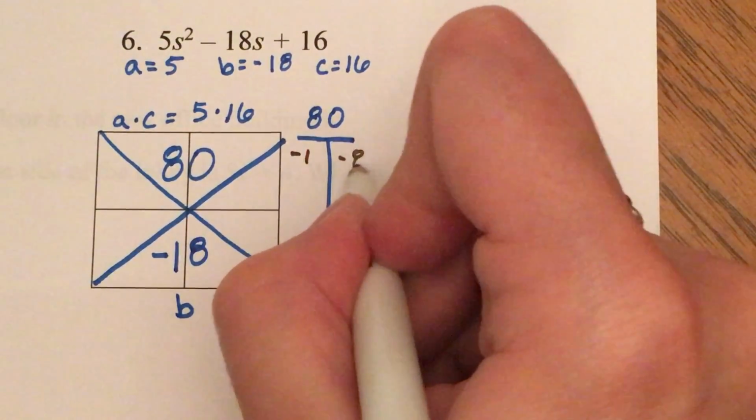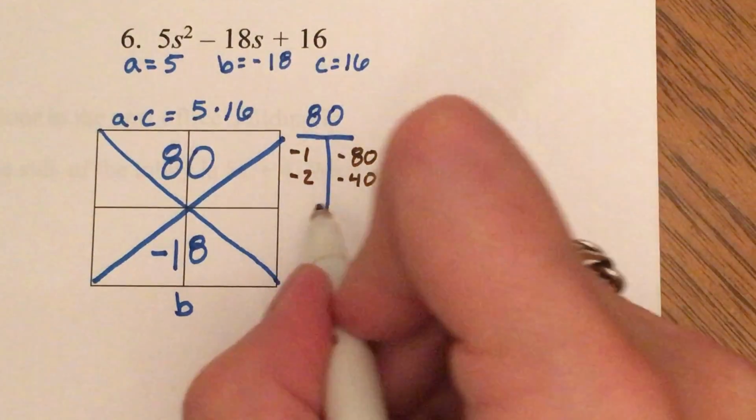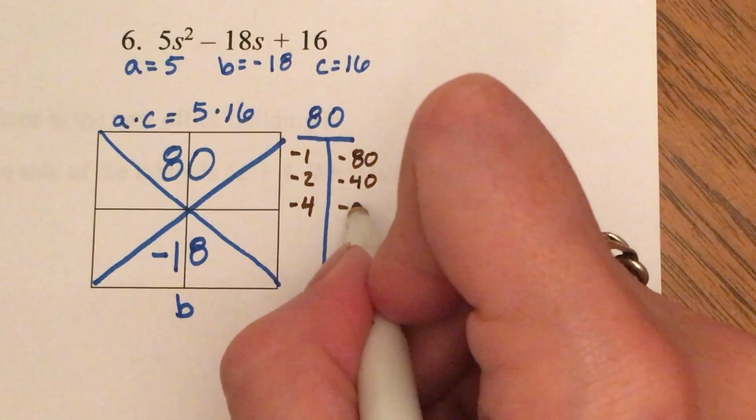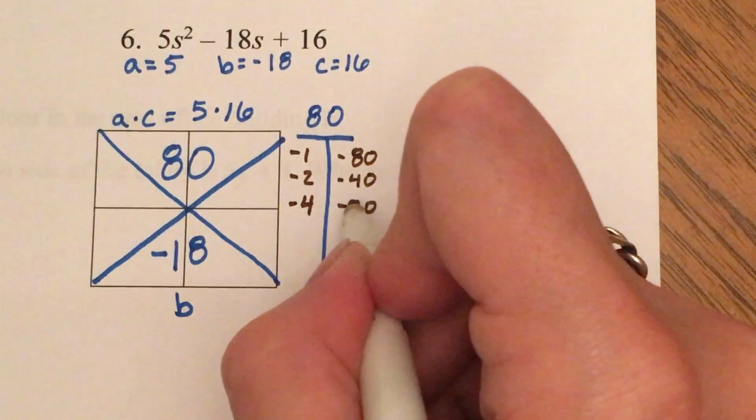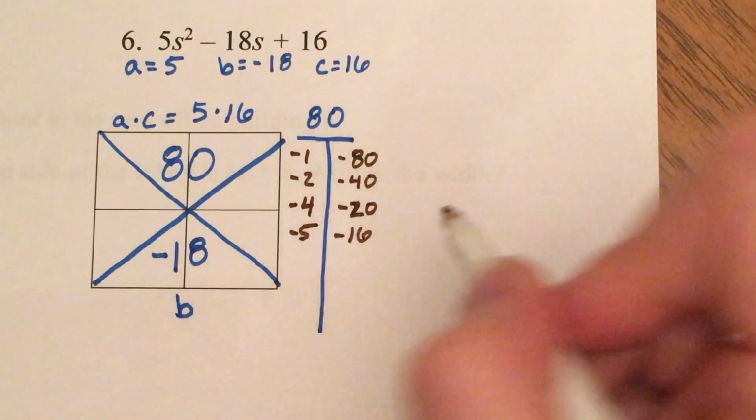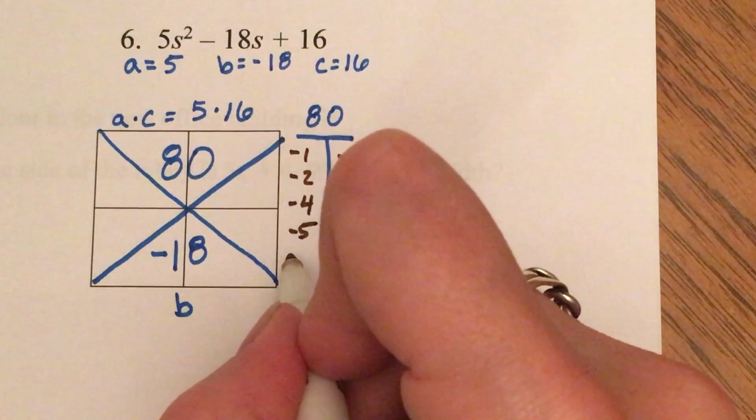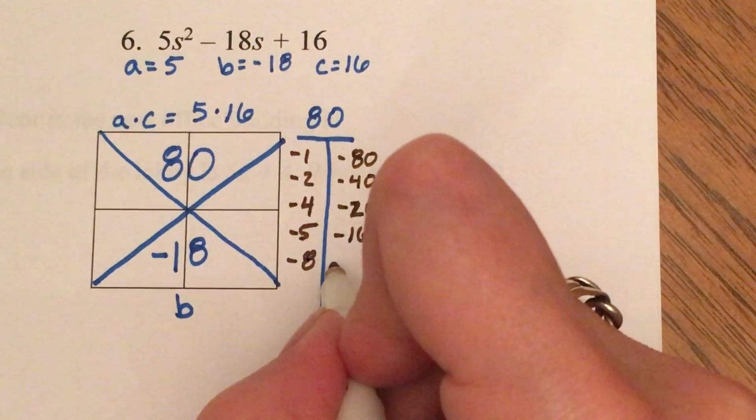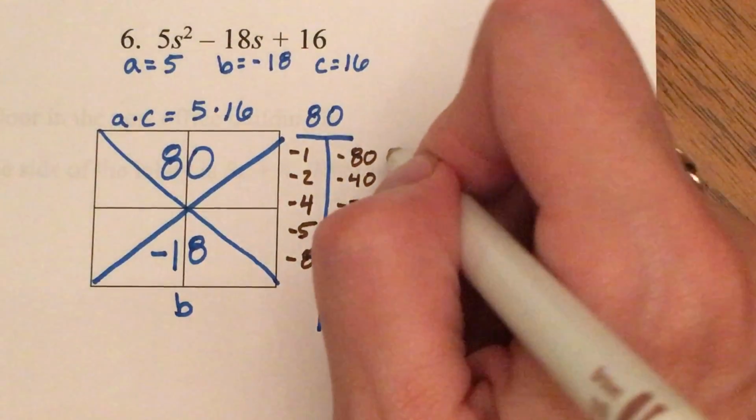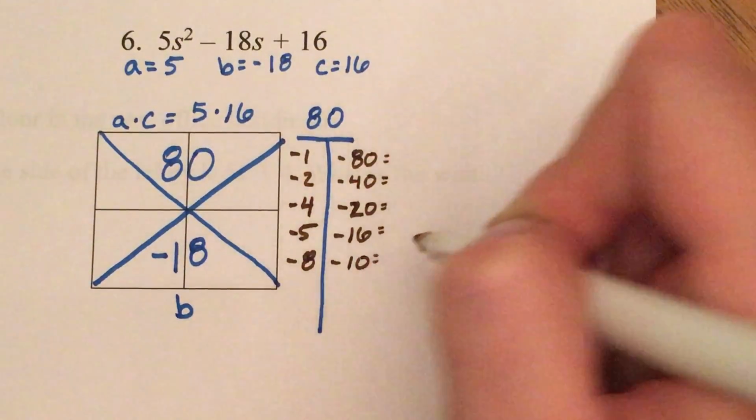So all of the numbers in my table will be negative. -1, -80. -2, -40. 3 won't work. -4, -20. -5, -16. 6 won't work. 7 won't work. 8 will work. -8, -10. Okay. What are your sums? Can you go find them? I'll wait for you.